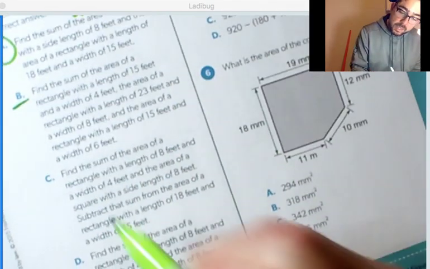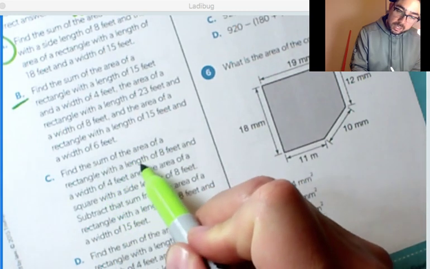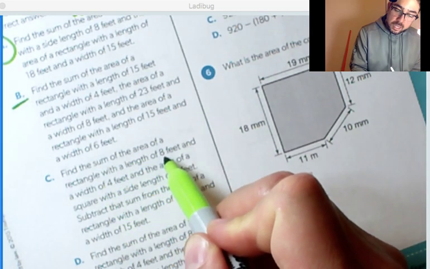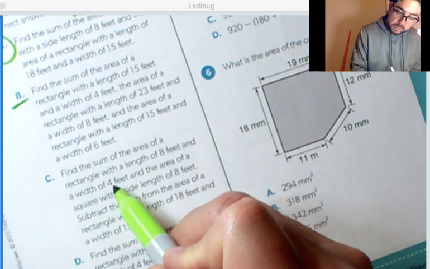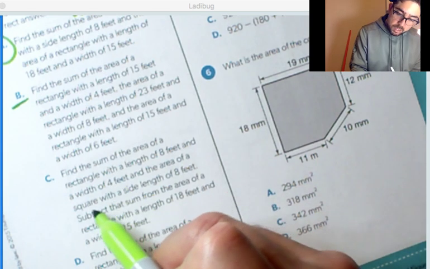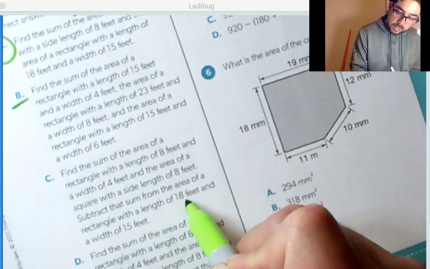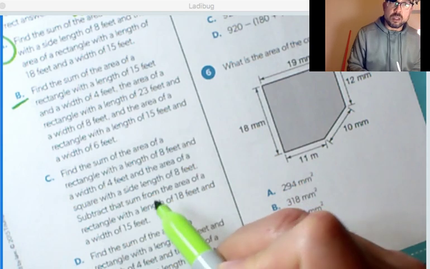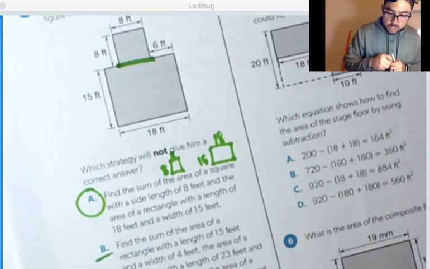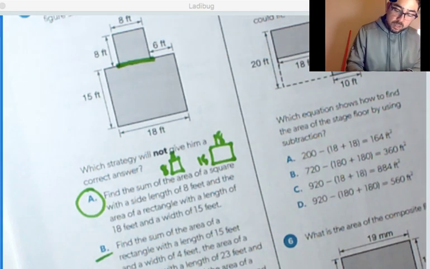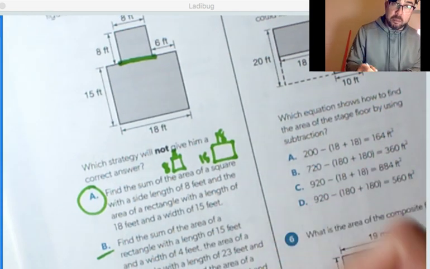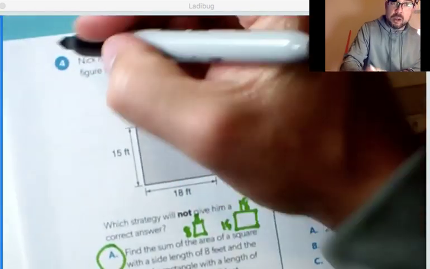C, find the sum of the area of a rectangle with the length of 8 feet and a width of 4 feet. Subtract that sum from the area of a rectangle with the length of 18 feet. You know what? Don't worry about this problem. I don't want to spend a lot of time on it. We could go through it, but ultimately, it's a bad question. I'm not a big fan of it. Don't worry about number 4. We're going to move on from there.